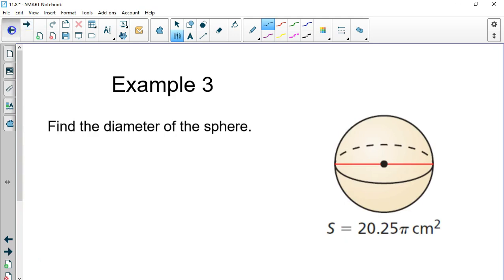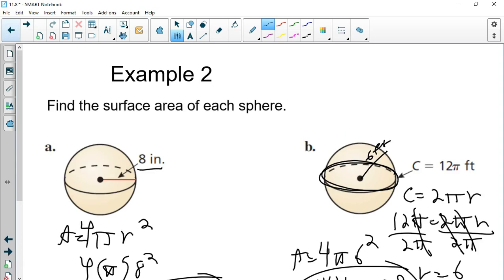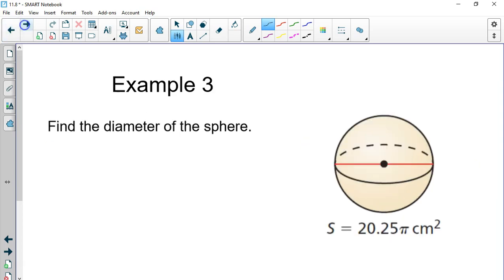So I just screwed up. That would have been example. No, that is example 2. Almost had them doubled up then.